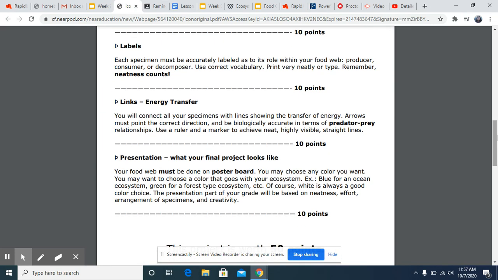Neatness does count. You will connect all your animals with lines showing the transfer of energy. The arrows must point to the correct definition and be biologically accurate in terms of predator-prey relationships. Use a ruler and a marker to achieve neat, highly visible straight lines. Remember, the arrow is pointing towards the thing that is eating. So if I have a frog and a bird, the bird is going to eat the frog. The arrow needs to be pointing towards the bird because the frog is going to go into the bird's mouth.